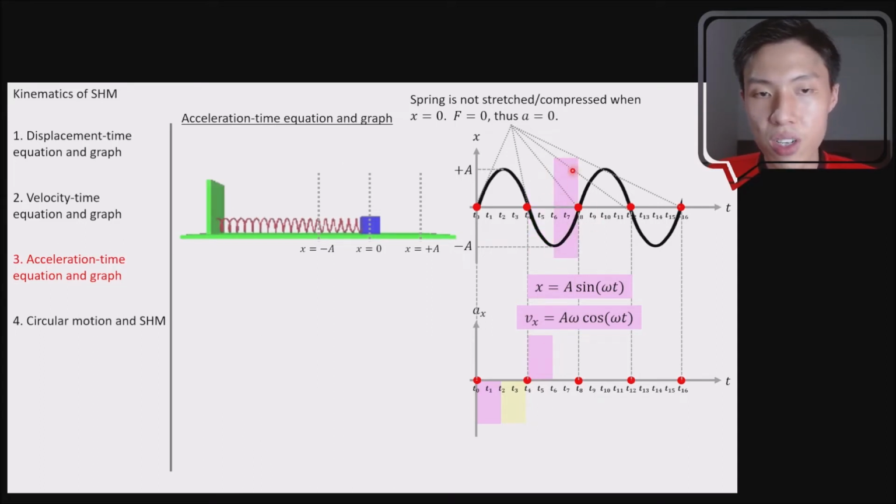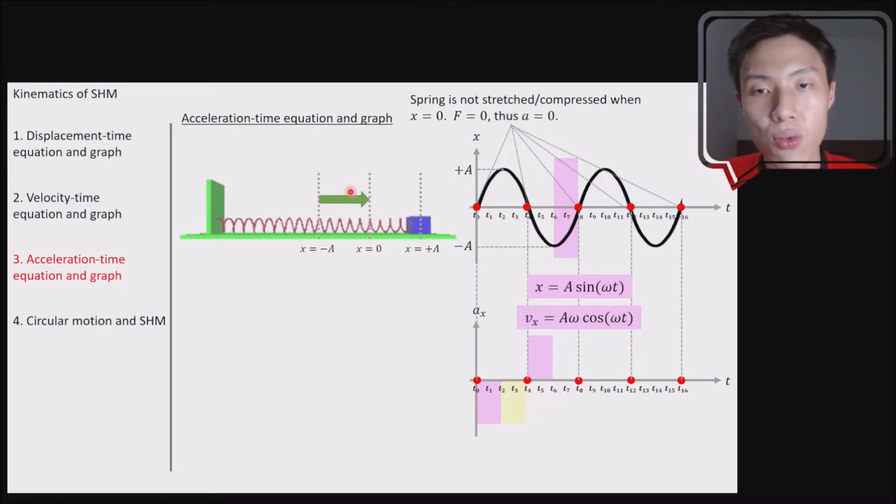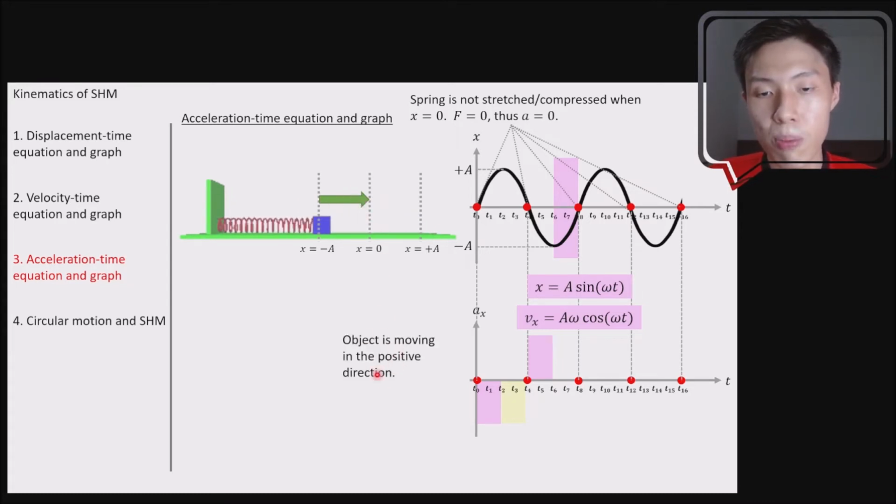Okay, then next, the fourth section is over here. For this fourth section, you'll be moving from x equals negative A to x equals 0. So it will be somewhere from here towards here. Okay, so the motion is towards the positive direction. It's moving to the right. So it's moving to the right, positive direction.